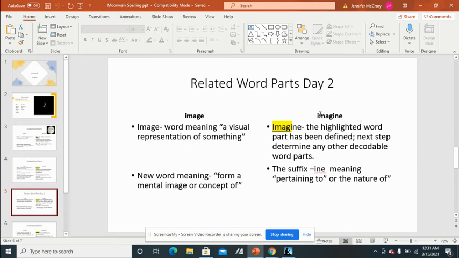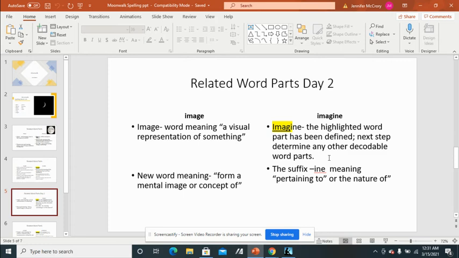Knowing that this word image is part of the word imagine, the highlighted word part has been defined. So our next step is to determine whether or not we have any other decodable parts left over. We understand that we have "ine" left over, and it's a suffix. When we use our resources that are provided, we know that this suffix has a meaning of pertaining to or the nature of.